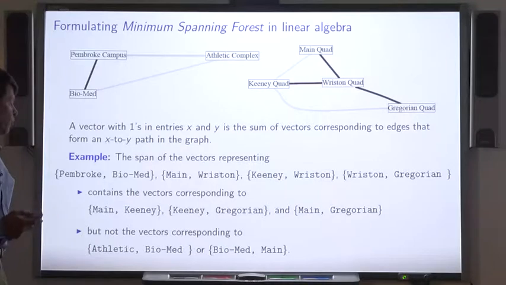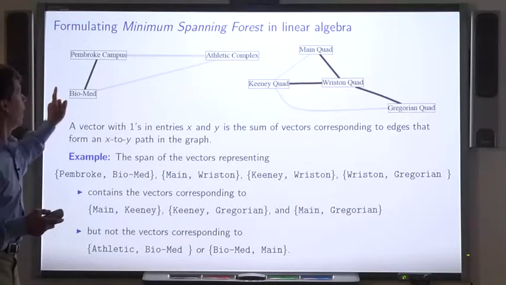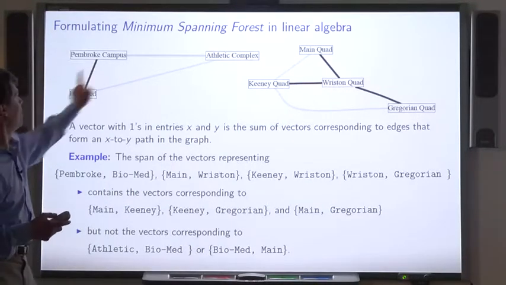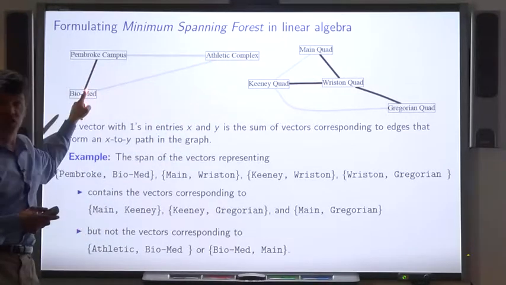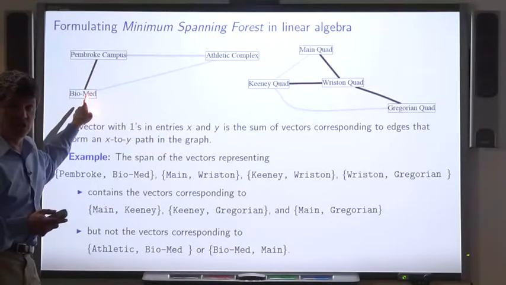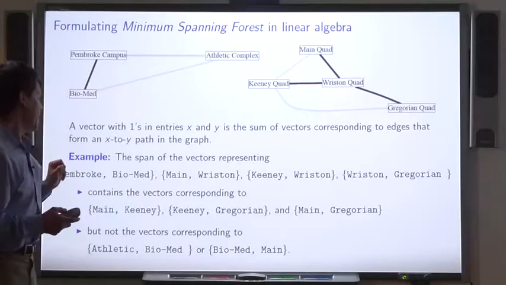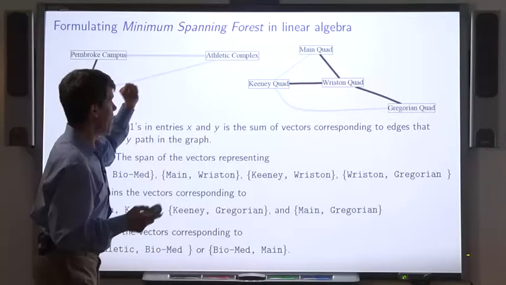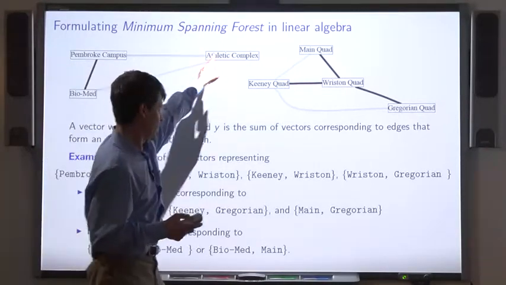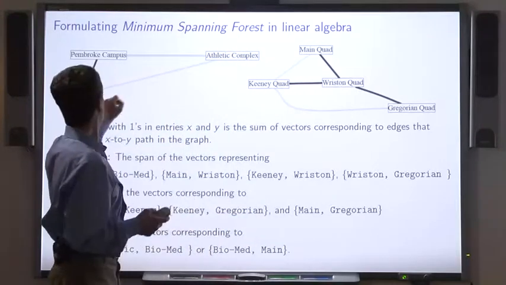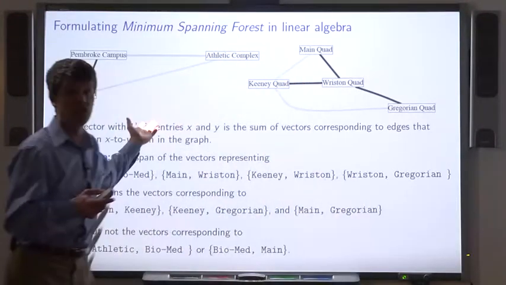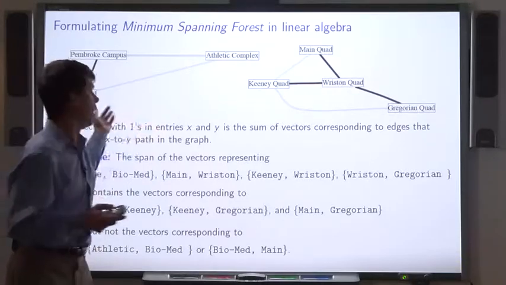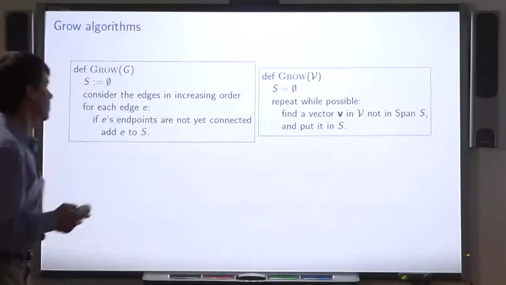But it doesn't include, for example, the pair Athletic and Biomed, because there's no path using dark edges between those two nodes. Similarly, it doesn't represent the pair Athletic and Main, or Biomed and Main, because there's no path of dark edges connecting those two nodes.